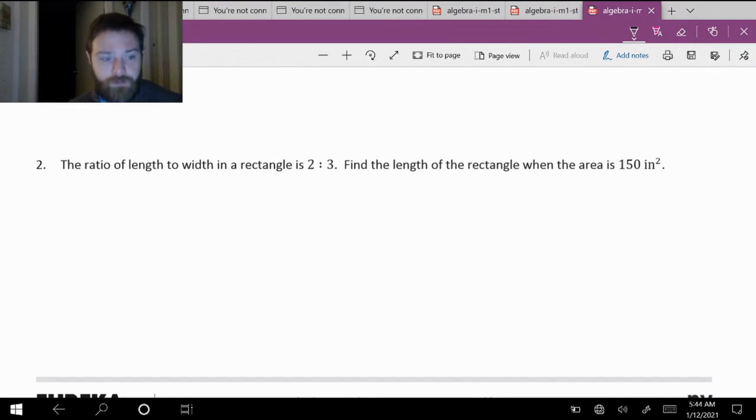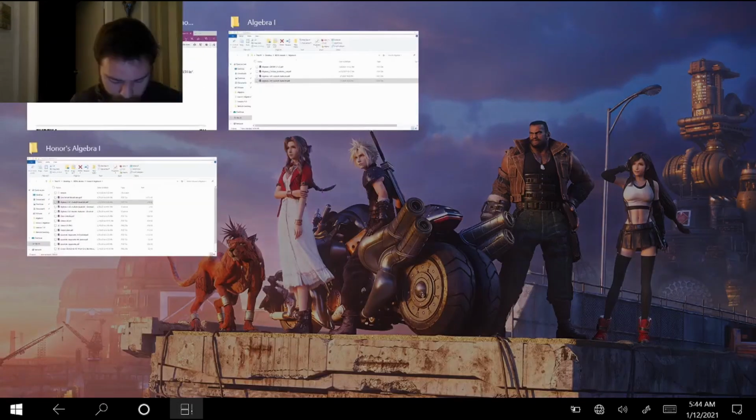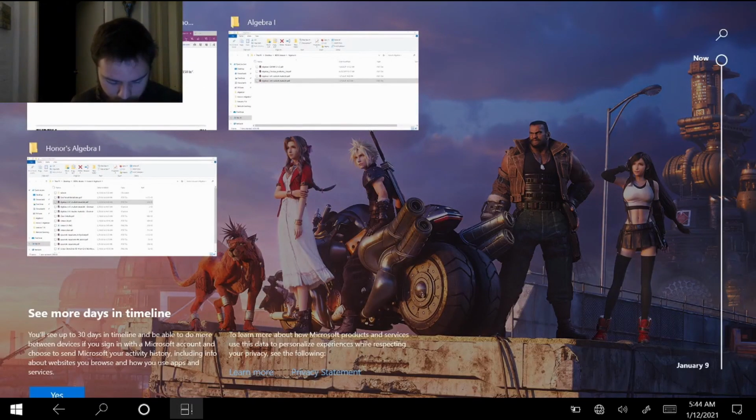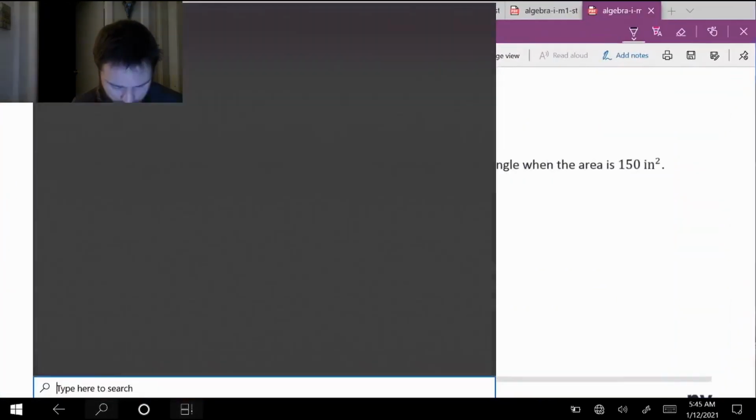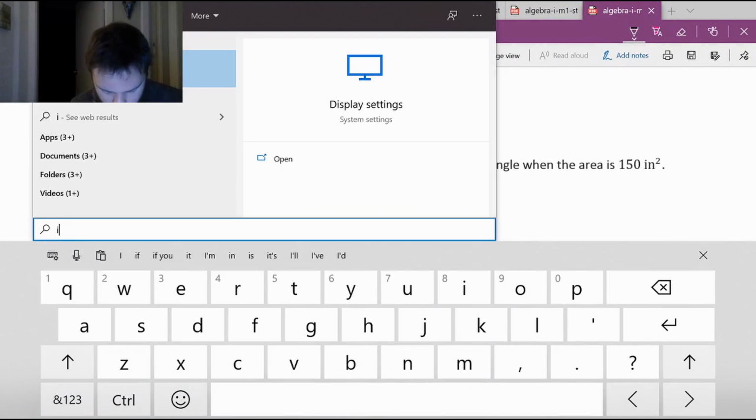Okay. So the ratio of length to width in a rectangle is 2 to 3. Find the length of the rectangle when the area is 150 inches squared. So whenever you see ratio, here's all that we're talking about. Okay, my one note disappeared, so I gotta put that up, but that's okay.